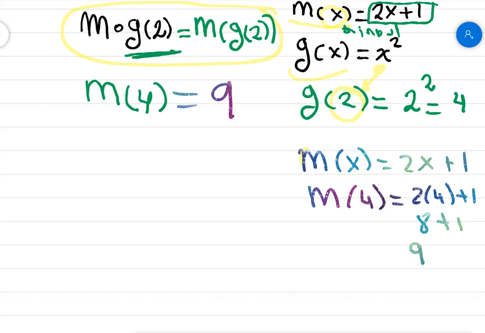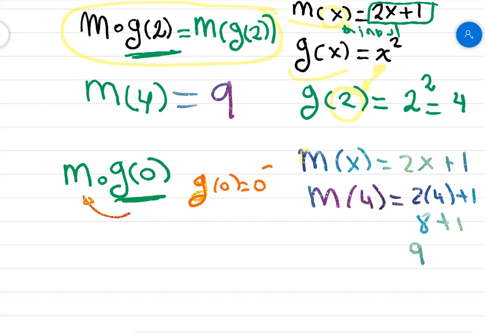So let's review again. If I have a composition of functions, m, for example, of g of 0, we go from the furthest right, that is find g of 0, and then we are going to plug it in m. So g of 0, what is g of 0? G of 0, let's change the color. G of 0 is 0 exponent 2. G of 0 is 0.